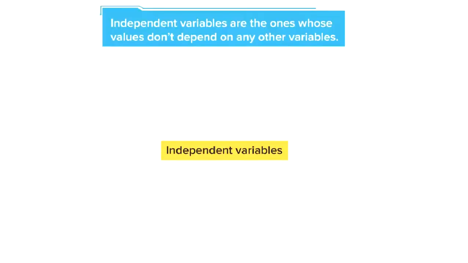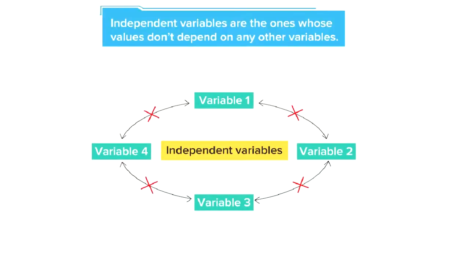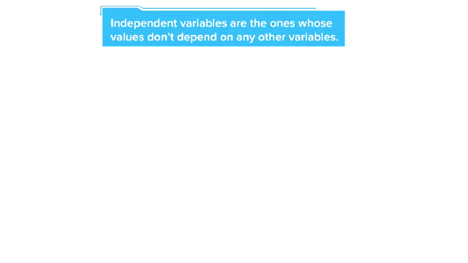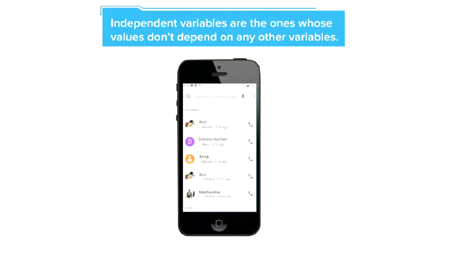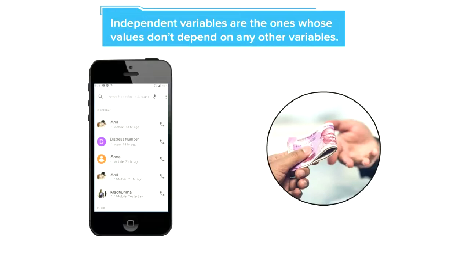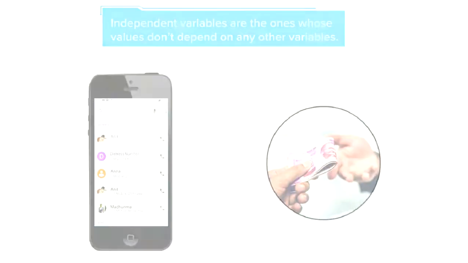Let us begin with independent variables. Independent variables are the ones whose values do not depend on any other variables. Their values can be changed or manipulated easily. For example, the number of calls you make in a day or the amount you spend on any given day and so on could be examples of independent variables as their values do not depend on variables in the data.